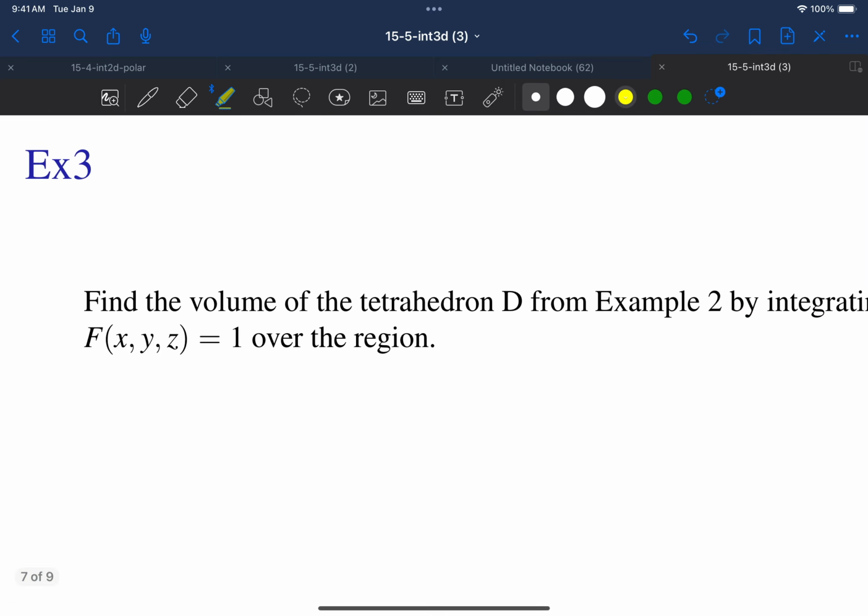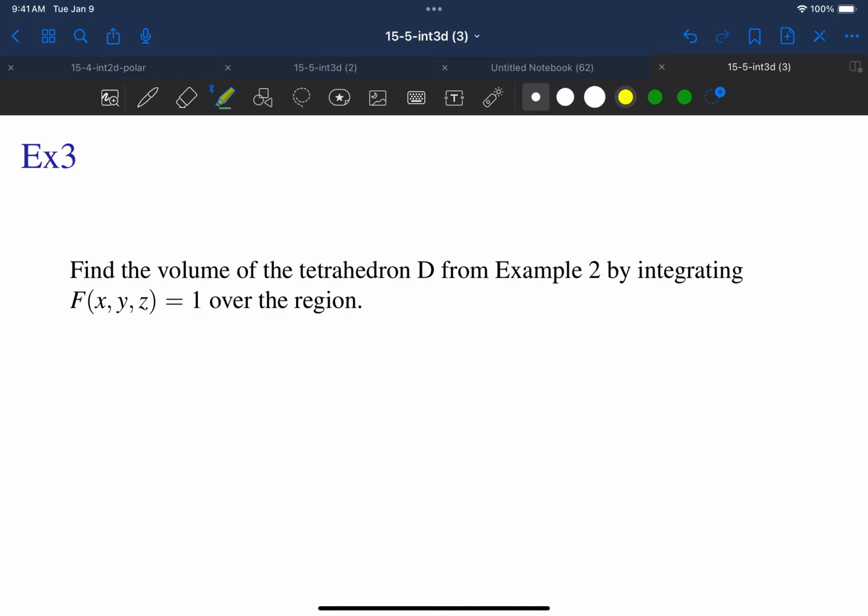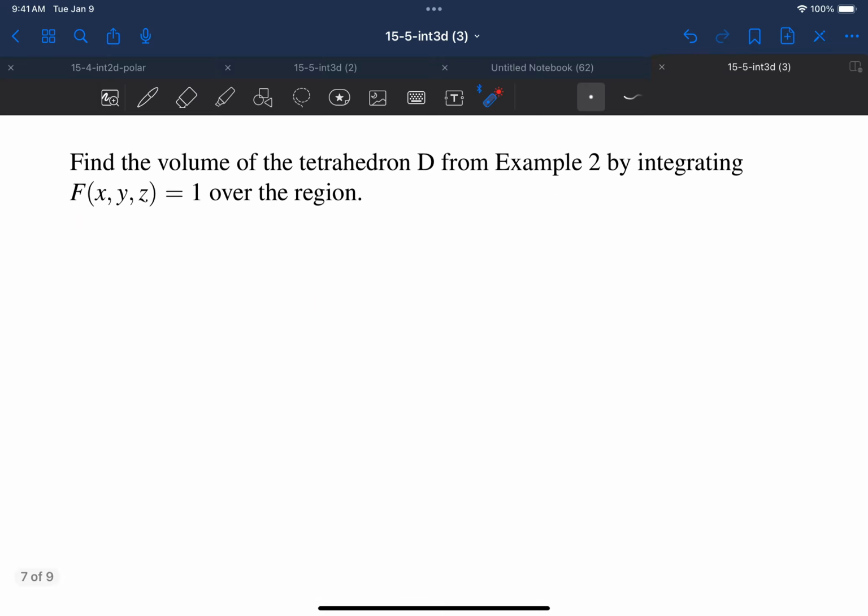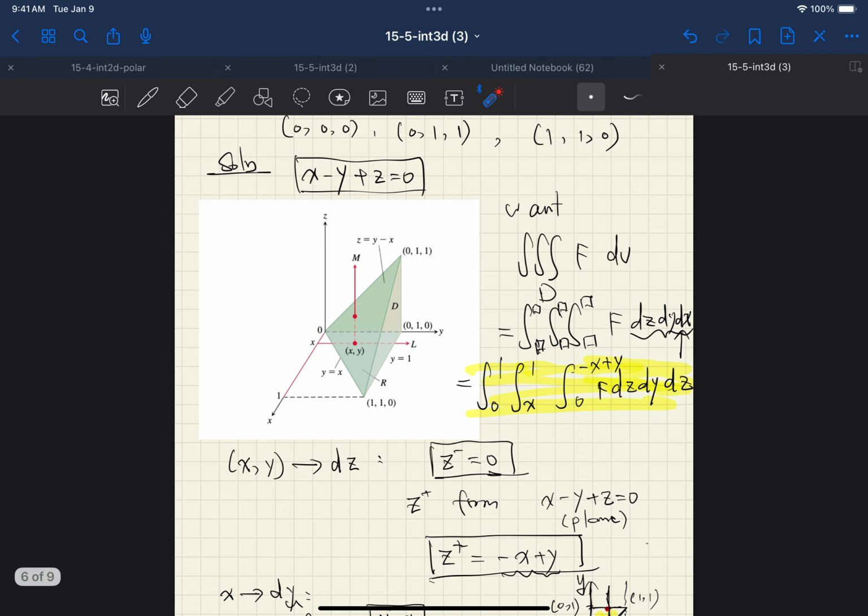All right, next example. It's just an application of the previous example. Find the volume of tetrahedron D from example 2 by integrating f equals 1 over the region. So what it means is I want to do this calculation with f just 1, face value 1. And the correct form of this is coming from here. So we are going to compute this thing.